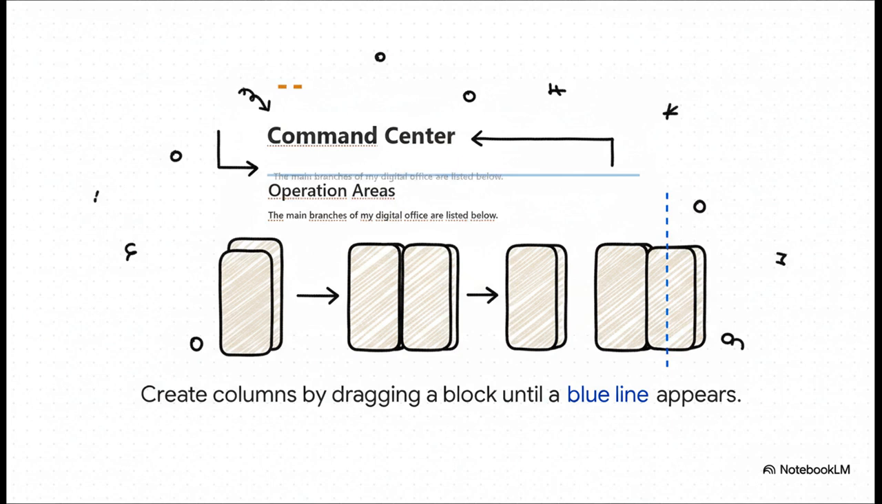First up, the layout. You know how Notion just defaults to one long, single stack of blocks? To make it look more like a professional dashboard, we can create columns. It's pretty simple. Just grab the little 6-dot handle of any block and drag it to the far right of another one. When you see that vertical blue line pop up, just let go. Boom, you've got a new column.